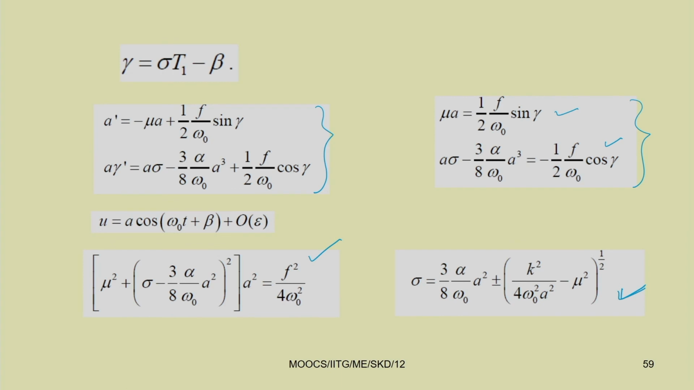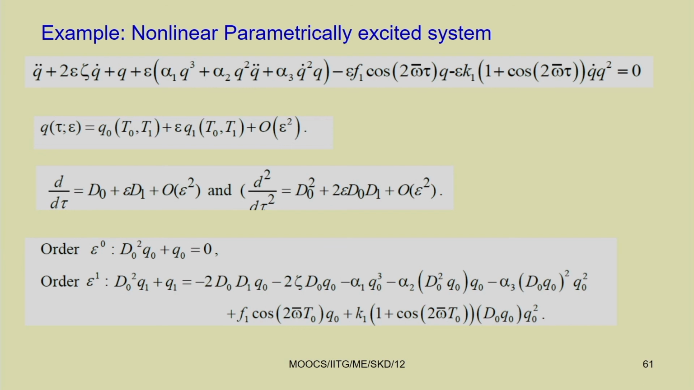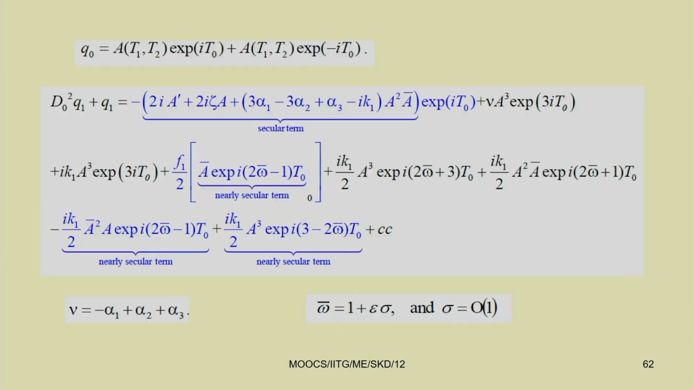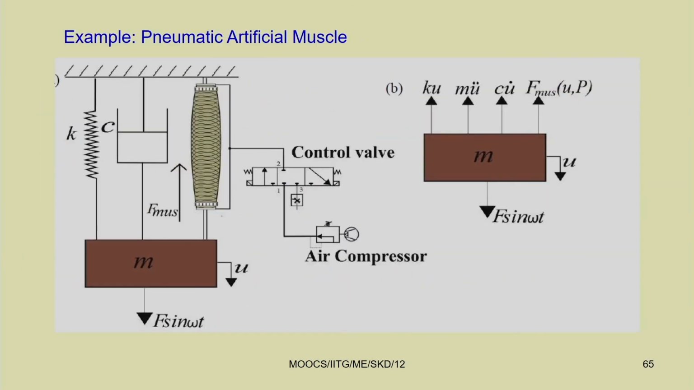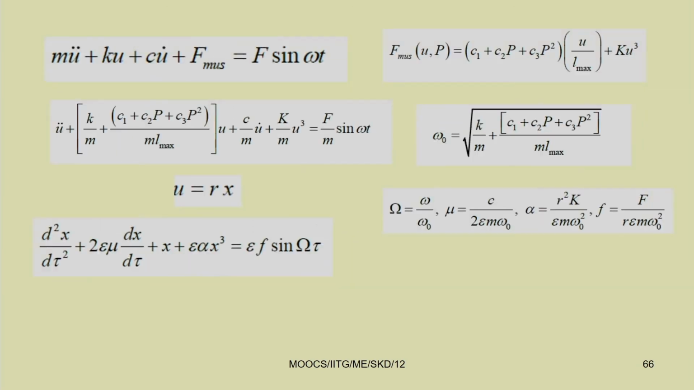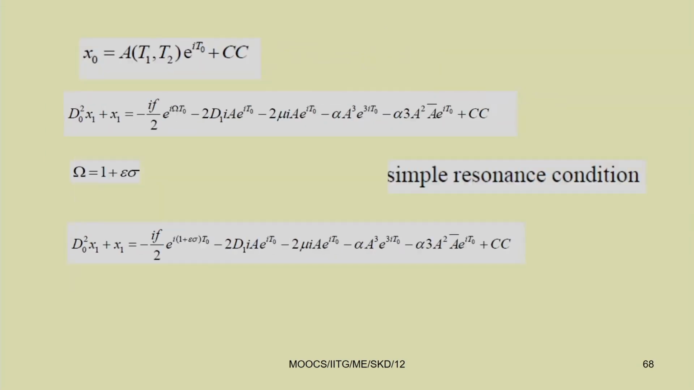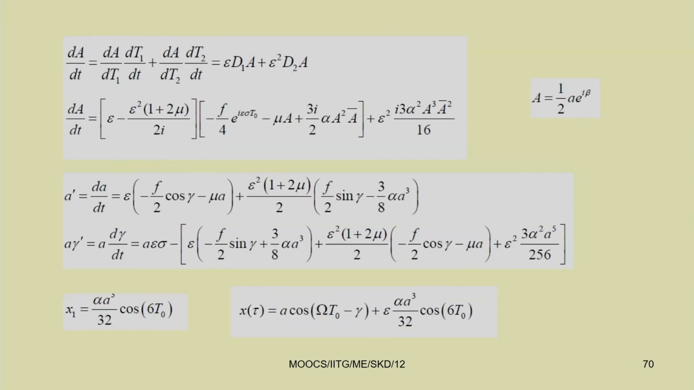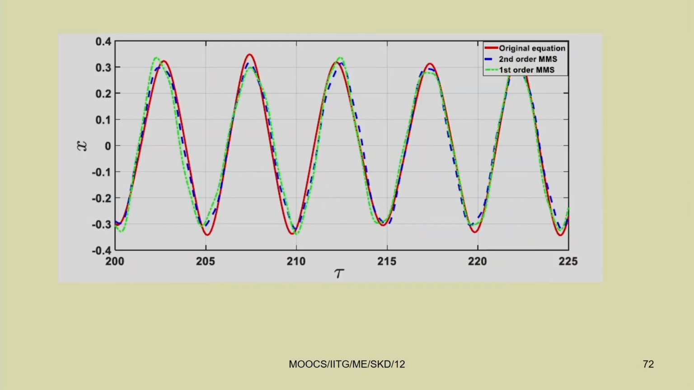So, we can see how the response curves look, and similarly also last class we have taken some more examples of a parametrically excited system, and also we have taken another example of pneumatic artificial muscle. By taking all these examples we have seen, or in the last example particularly I have shown the frequency and force, this is the response curve.